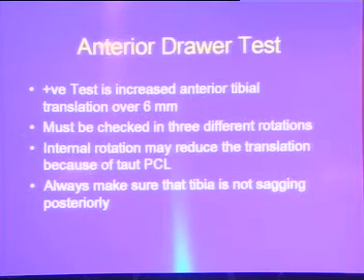When do we say that it is positive? It is said to be positive in case there is more than 6 millimeters of anterior translation, and it must be checked in 3 different degrees of rotation. Internal rotation may reduce translation because of a taut PCL.